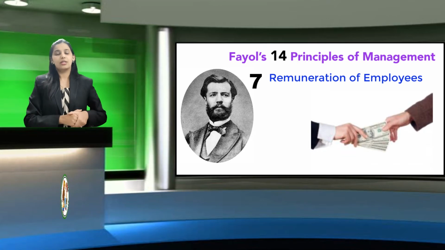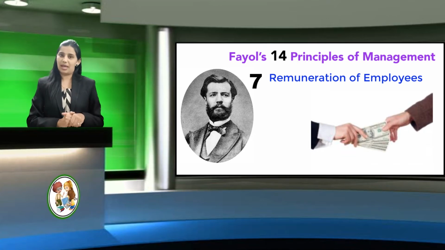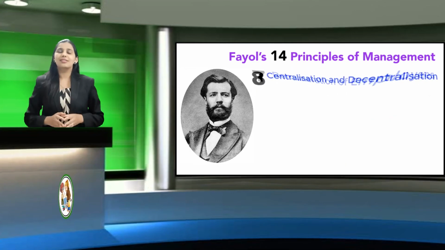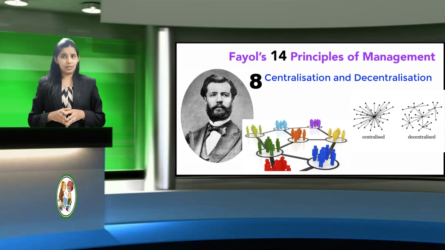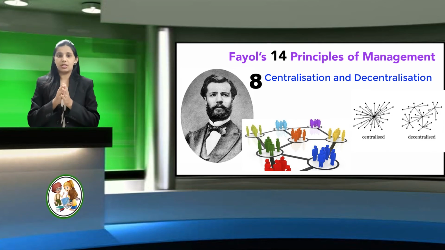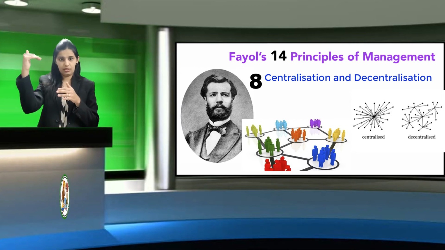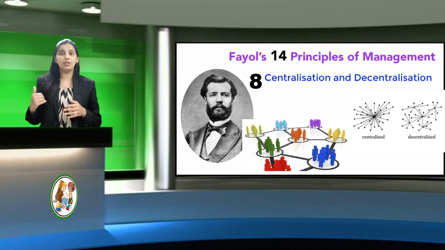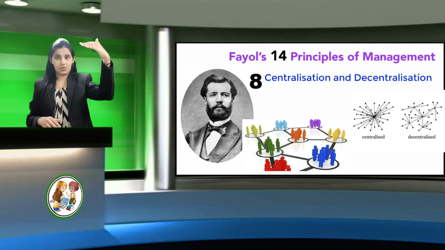It also ensures a congenial atmosphere and good relations between the workers and the management. The next one is centralization and decentralization. Centralization means the power and the authority in an organization is concentrated only in a few hands, that is the top level management. And what is decentralization? It's power and the authority which is delegated to all the levels of the management.